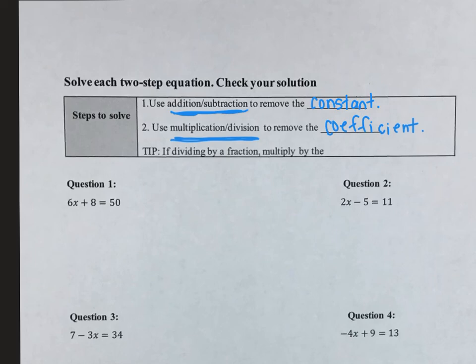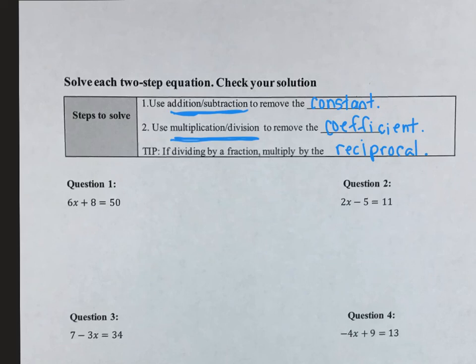Little helpful tip right here. If dividing by a fraction, you multiply by the reciprocal, R-E-C-I-P-R-O-C-A-L. We multiplied by the reciprocal yesterday. If you look at your page 3 notes, question number 3 and even question number 4, in order to solve for a variable, if you've got a fraction in front of it, you multiply by the reciprocal.